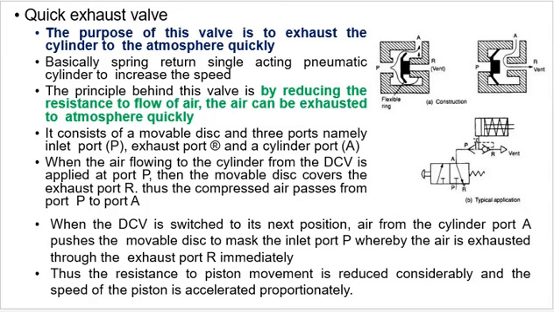When the DCV is switched to the next position, air from cylinder port A pushes the movable disc to mask the inlet port P, where the air is exhausted through the exhaust port R immediately from this side.